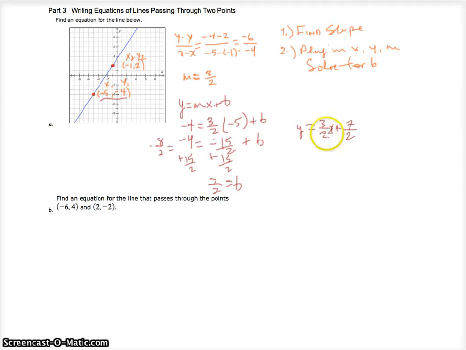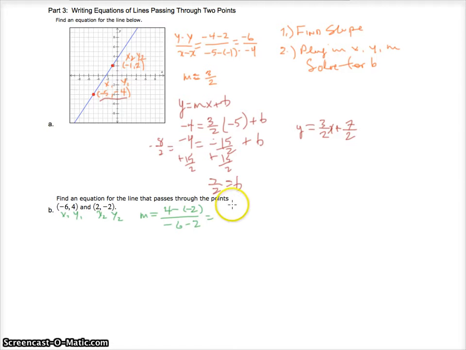So remember, on your own, gang, you're just going to have to find the slope this time and then work from there. Let's look at the next one. Find an equation of a line passing through the points negative 6, 4 and 2, negative 2. So here I have x1 and y1, and I have x2 and y2. So what I can do here is y minus y over x minus x. So for my slope, m equals y1 minus y2, so 4 minus negative 2, over x1 minus x2, which is negative 6 minus 2.